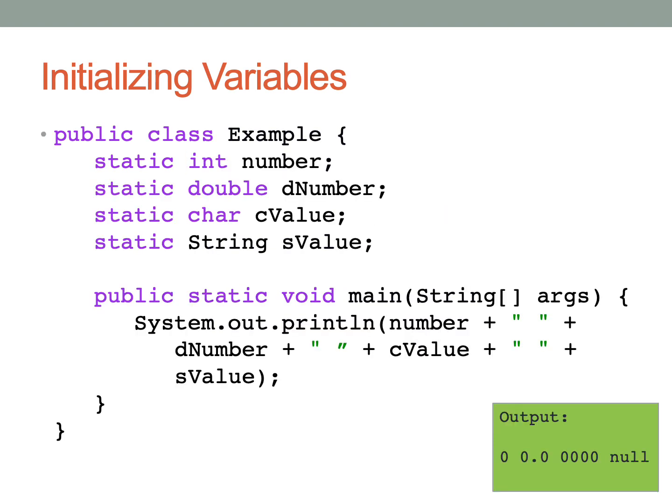You can try with double, char, string, and boolean to see what their default values are. If you run this code, for int, it will display 0, double is 0.0, char is 0000, and string is null.